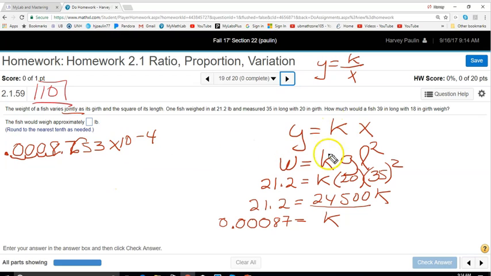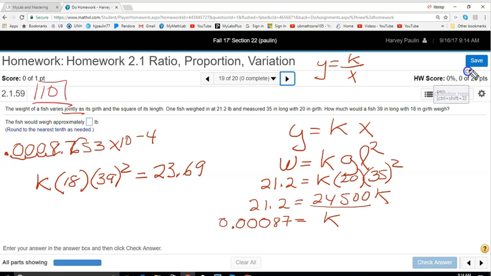So now you have your K value in your calculator. You're going to put in your new girth, which is 18, and your new length, which is 39, that you're going to square, and just put that in your calculator and you should get a nice answer there. Let's see what you get. So when I do it, I get 23.69. Now they're asking you to round to the nearest tenth. So I have a 9 here. I'm going to drop the 9, add 1 to the 6. So my final answer for this is 23.7 pounds, which is what they're saying we put into our software.